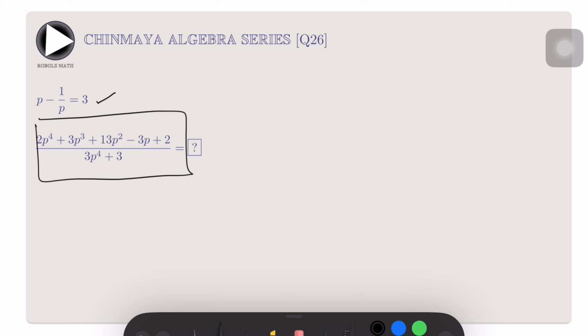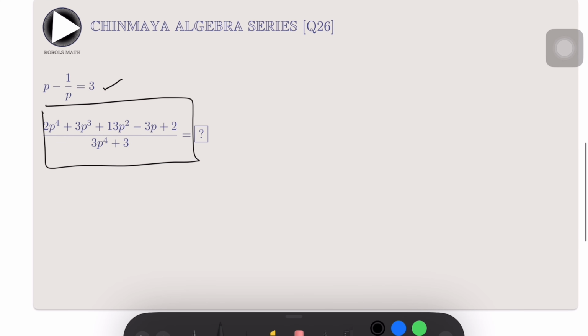So let's focus first on the required expression. Note that the denominator can actually be factored out as 3 times p to the fourth plus 1. So a good first step here would be to write the numerator, or at least parts of the numerator, to involve p to the fourth plus 1. And in this case, we can do that by considering the first and last term.